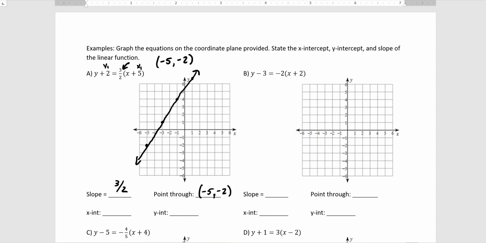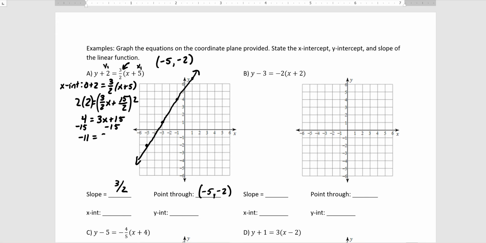So to find my x and y intercepts, I'm going to need to do some algebra here. So let's do our x-intercept first. So to find the x-intercept, remember we set y equal to 0. So it'll be 0 plus 2 equals 3/2 of x plus 5. So that'd be 2 equals 3/2 x plus 3 times 5 is 15 over 2. I'm going to get rid of these fractions. I don't like it. Multiply both sides by 2. So I'll have 4 equals 3x plus 15. Subtract 15, subtract 15. 4 minus 15 would be negative 11 equals 3x.